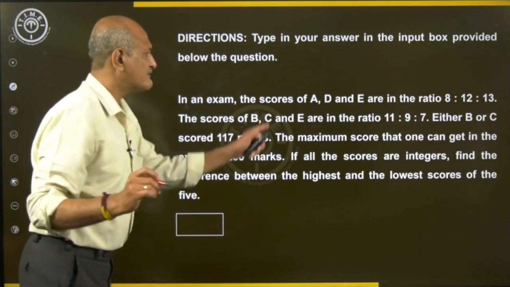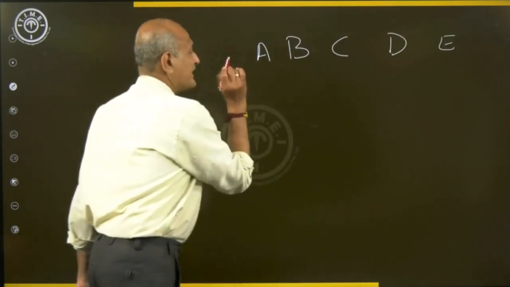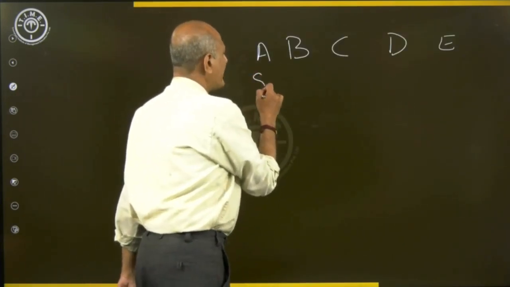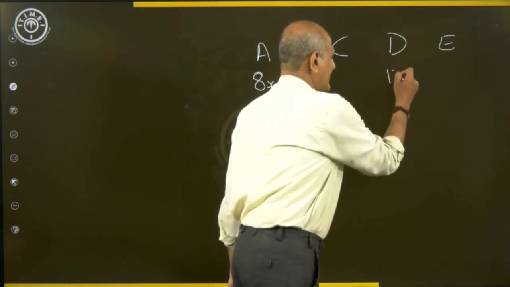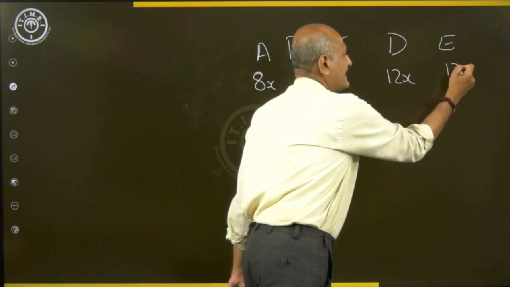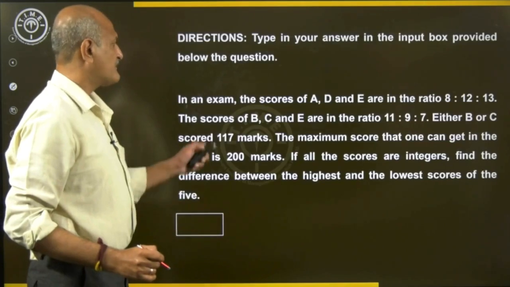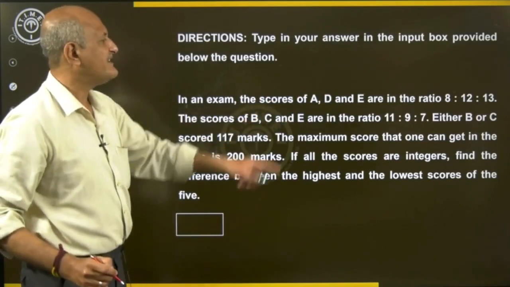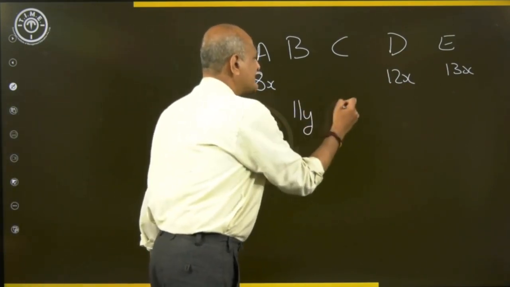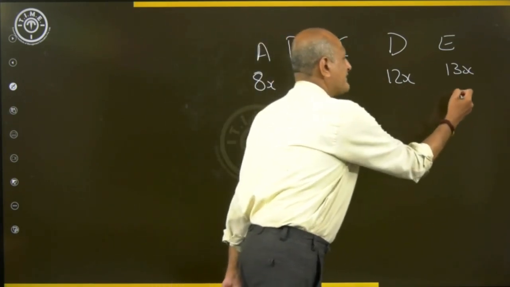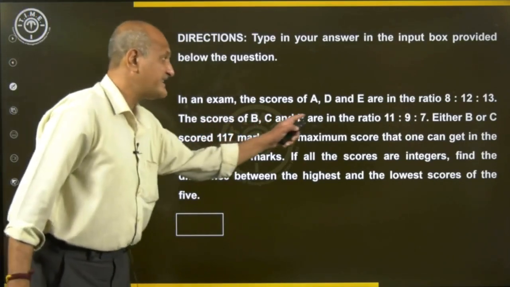First one, it reads this. It's comparing the scores of A, D and E in ratio 8:12:13 here. So what we can tell here is, if the score of A is say 8x, the score of D will be 12x and the score of E will be equal to 13x. Now further it says the ratio of scores of B, C, E is 11:9:7 here. So if B is equal to 11y, C can be equal to how much? It is 9y, and E can be equal to how much? It is 7y here. 11:9:7 is for B, C and E here.